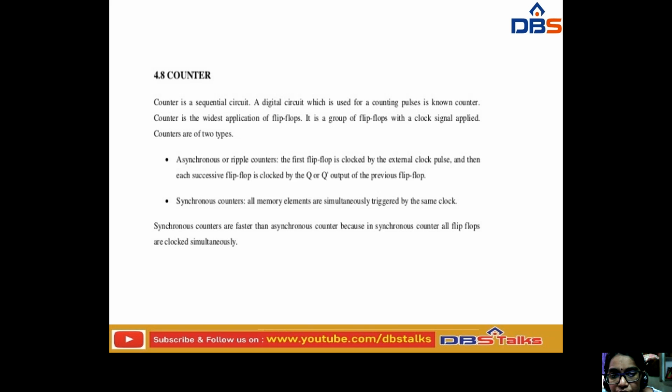Now let us see what asynchronous counters are. In asynchronous counters, the first flip flop is clocked by the external clock pulse, and then each successive flip flop is clocked by the q or q naught output of the previous flip flop. So if it is an asynchronous counter, the first flip flop is clocked by the external clock pulse, and each successive flip flop is clocked by q or q naught, the output of the previous flip flop.